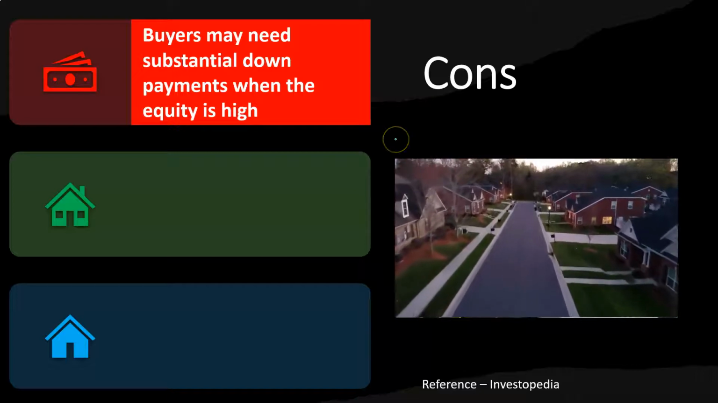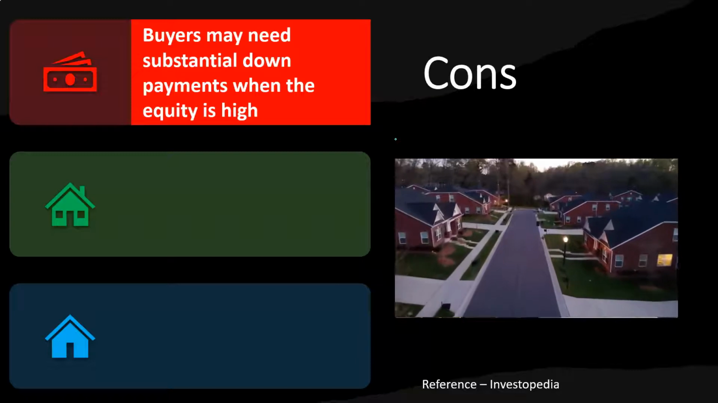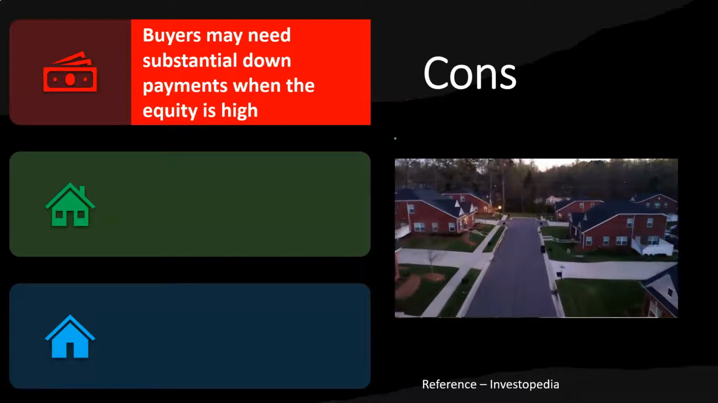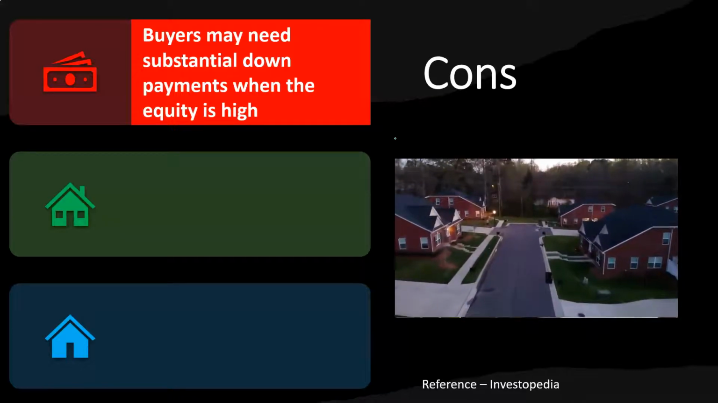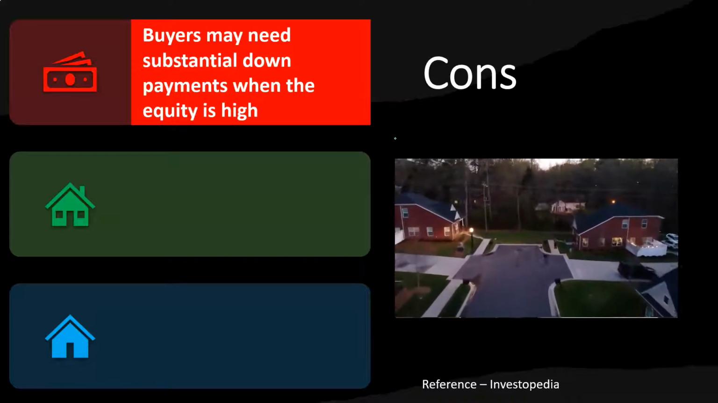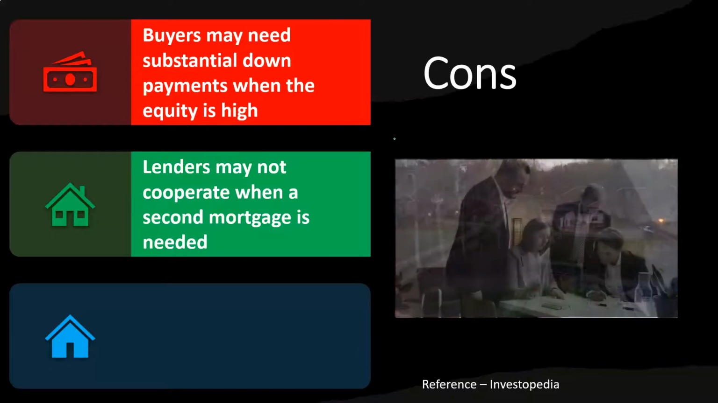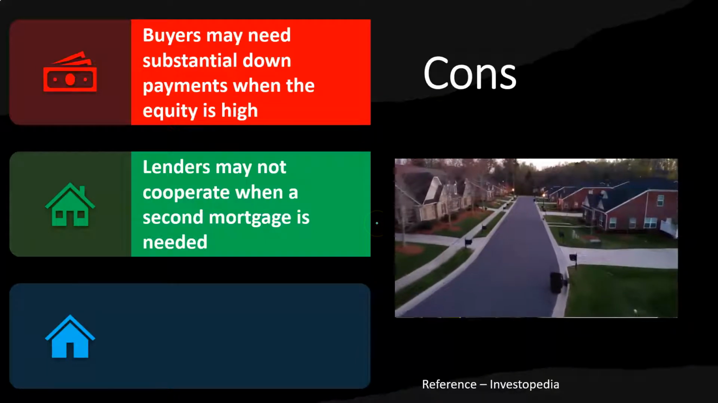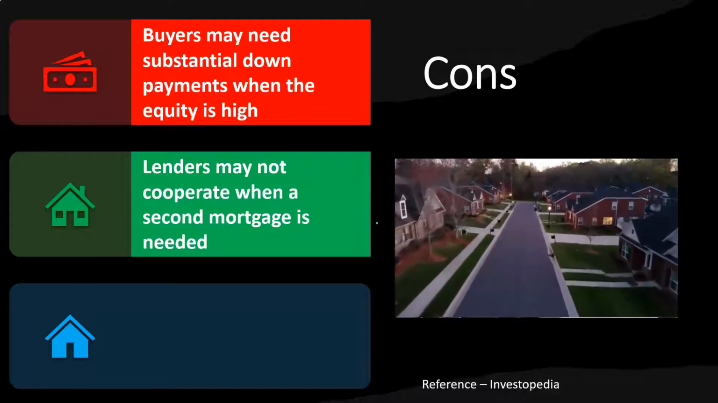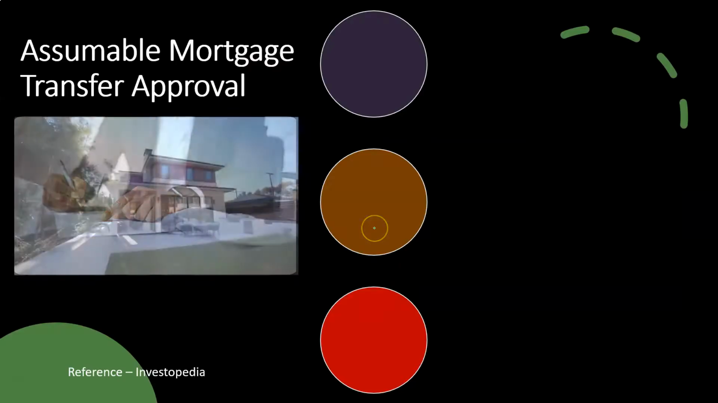So again, the cons are oftentimes the seller has either paid down the equity on the loan or the home value has gone up over time, making a bigger spread, larger equity between the amount they're selling it for and the loan amount, which means you've got that bigger difference that you have to make up with either cash or second financing. Lenders may not cooperate when a second mortgage is needed. So when you have to have another mortgage involved with two different lenders, that complicates things. And with two mortgages, the risk of default increases.